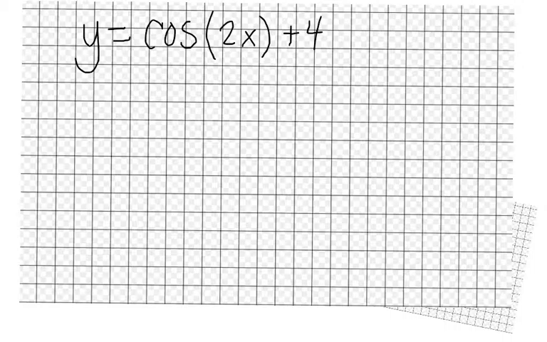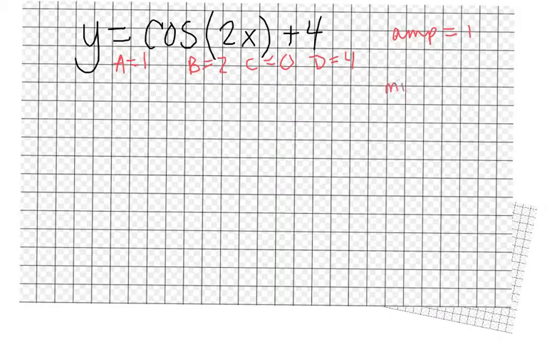So again, my first thoughts are, what are my values of a, b, c, and d? So I know a is 1, b is 2, c is nothing. There's nothing being added or subtracted. D is 4. So beginning amplitude is the same as the a, so that's 1.